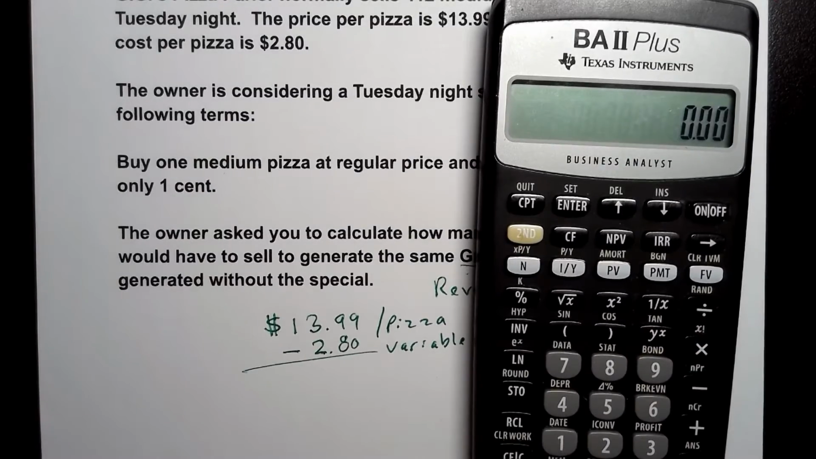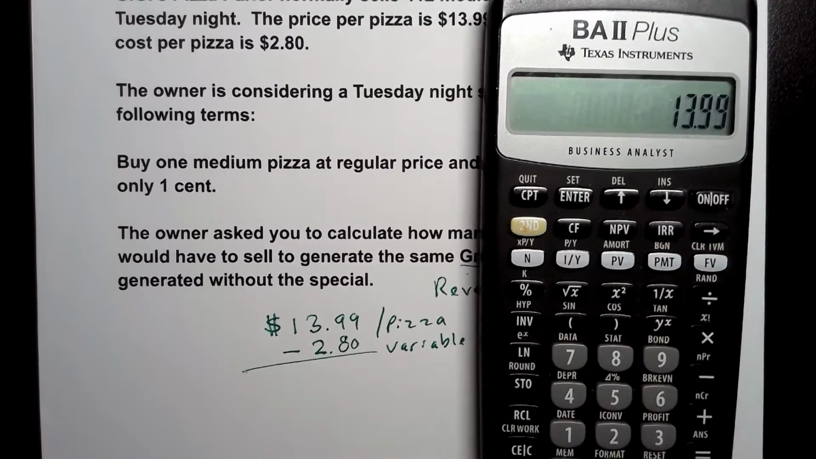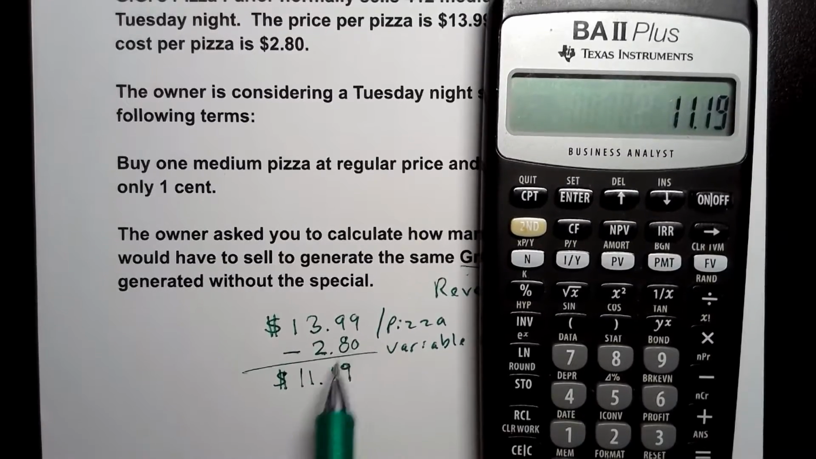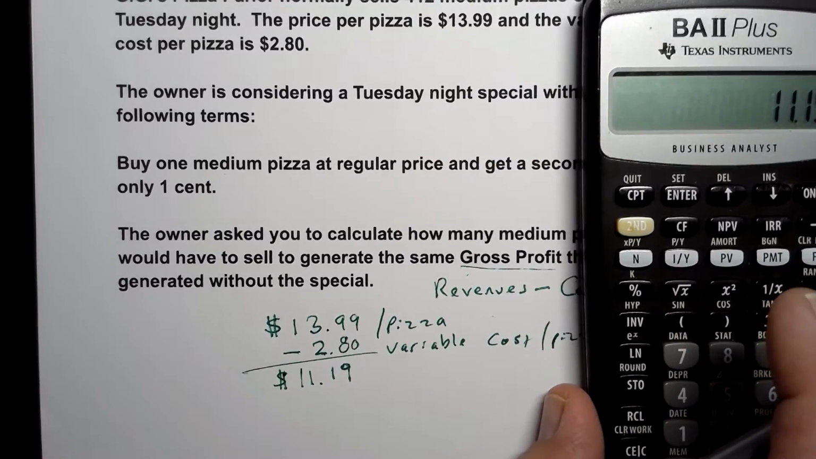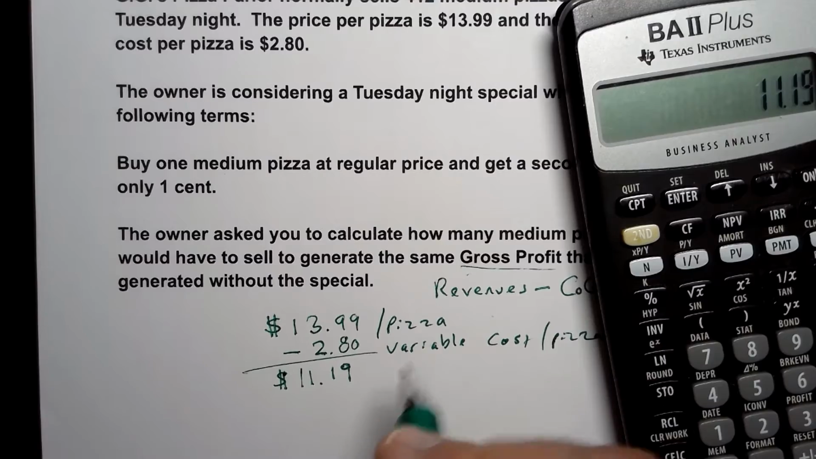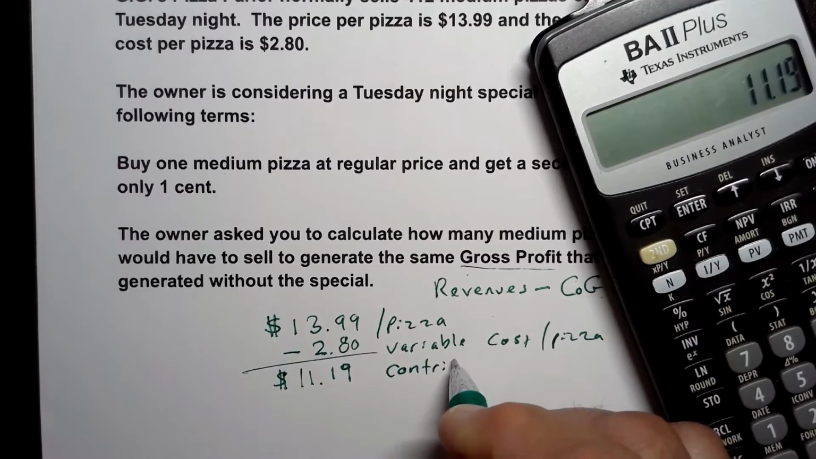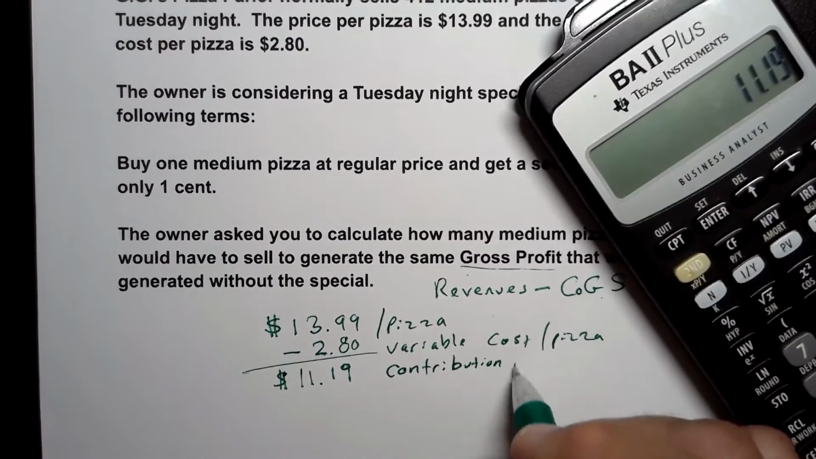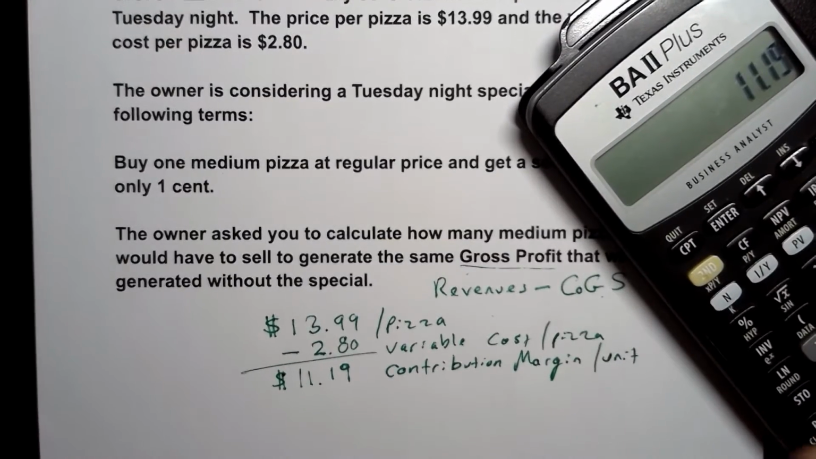So let's do the calculation. It's $13.99, and I'm going to subtract from that the $2.80 of variable cost. That means our contribution margin is $11.19. In other words, for every single pizza that they sell at the full price, $11.19 of that revenue is going to go toward the gross profit. So this is called a contribution margin, and that's per unit.